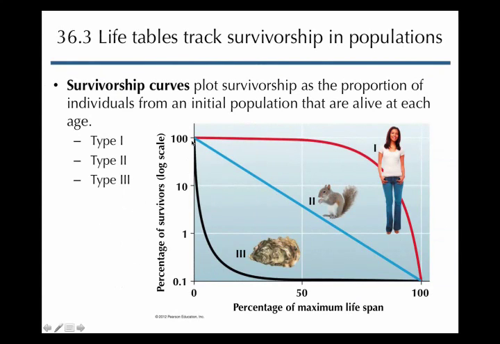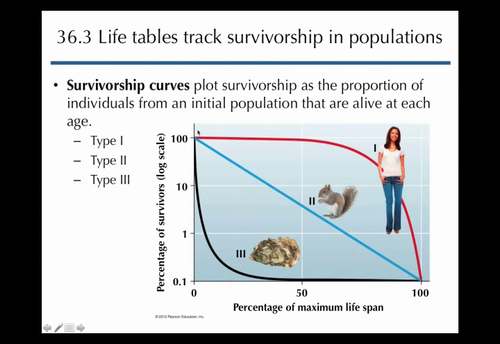In the top curve here, the type 1 curve, that's like humans. They are going to survive at a high number for a long time and then drop off slowly over time. So that means most of the young survive here. That typically is going to be the case in groups with parental care, and they probably don't make that many offspring.